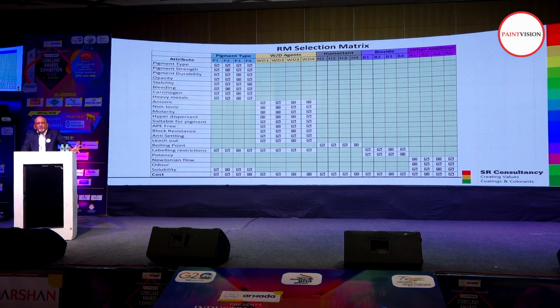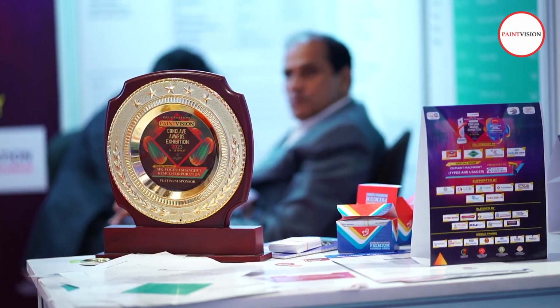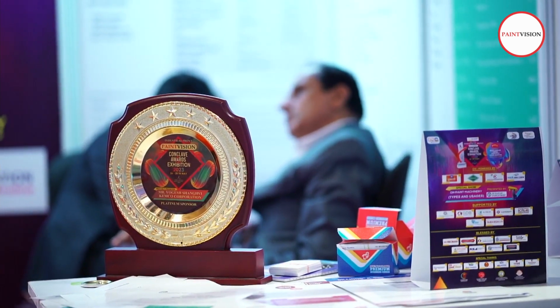In short, if I were to put up this matrix, that would help an R&D person in deciding and selecting different raw materials versus different attributes one needs to put into the formulations. If you look at the leftmost column, the different attributes are listed, and I've just selected 3 or 4 alternate materials of each category. Maybe 4 pigments, 4 wetting agents, 4 humectants, and so on. So you keep marking whether it is suitable for the particular attribute we are looking at or not, and then decide on the combination of raw materials that one should select in formulating a particular product.